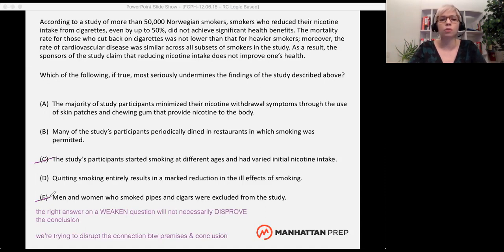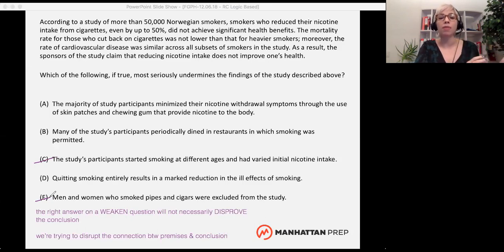So the conclusion is, reducing nicotine intake does not improve your health. And oh yeah, I had a question in the chat. Yeah, C and E we eliminated because they're irrelevant. It just doesn't have an impact on the connection between these study results and the conclusion that we drew from it.